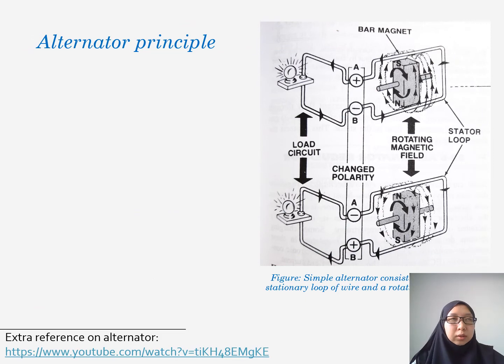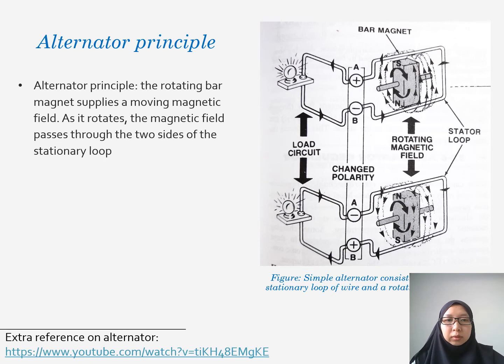So how does the alternator actually work? There is a rotating bar magnet that supplies a moving magnetic field. When the bar is rotating, it creates a rotating magnetic field outside of the bar, and as it rotates, the magnetic field passes through the two sides of the stationary loops. So we have these two stationary loops.